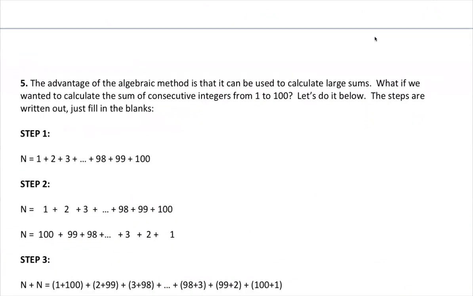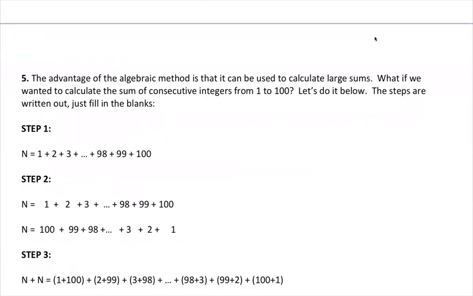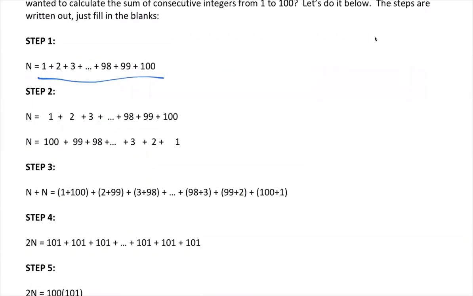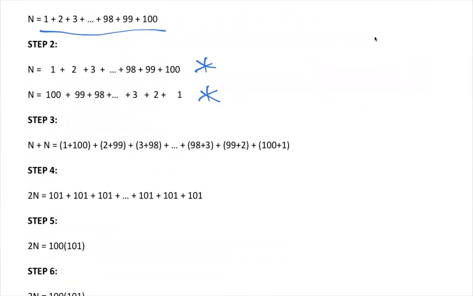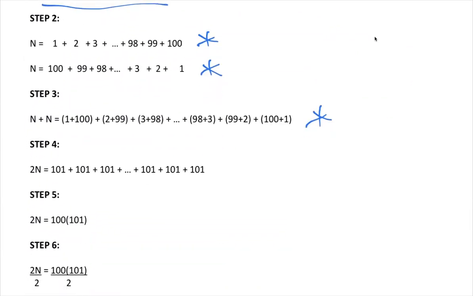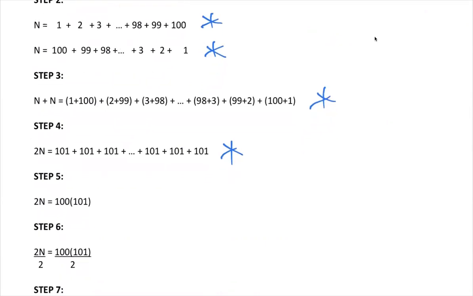And then here's the advantage to it. So the advantage is that you can do large sums. So now what if we wanted to add up 1 to 100, right? Now I don't really feel like putting all of that into my calculator, but I can use this same method, right? I write it, reverse it, add them up term by term. And the cool thing that happens is all of those sums are the same. They're all equal to 101.